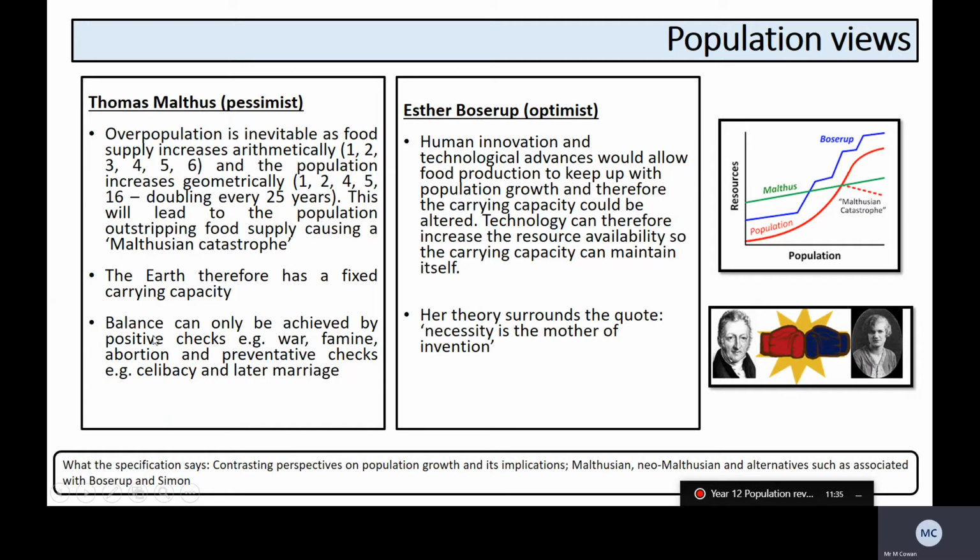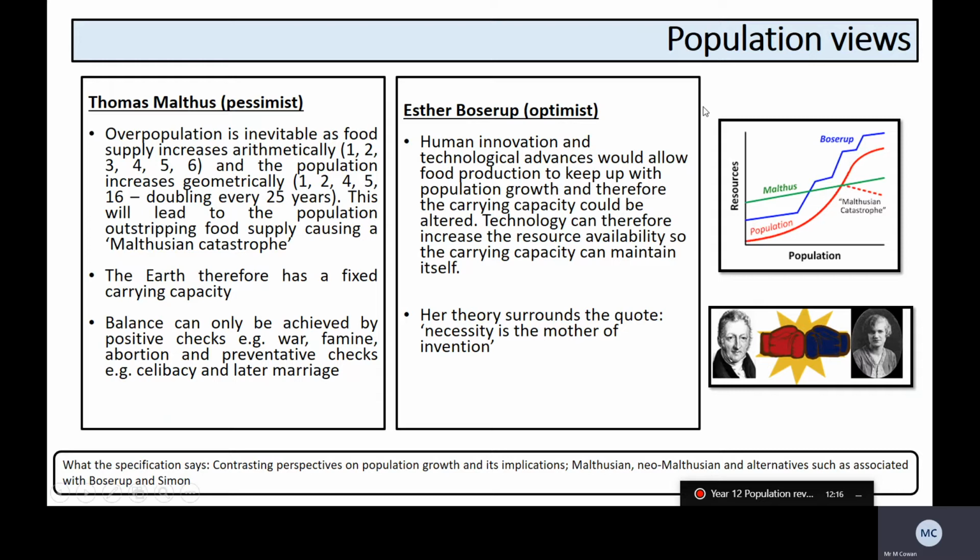Now, he says, therefore, the Earth has very much a fixed carrying capacity. And his view is that balance can only be achieved by positive checks. So positive checks doesn't sound very positive, but he says the positive checks are war, famine, disease, abortion, preventative checks. He didn't refer to abortion really at the time. This is more the neo-Malthusians who still subscribe to his views at a later point. He talked about celibacy and later marriage, in terms of people not marrying until a later point and reducing the number of children. Because, of course, in his time era, typically children were not born out of wedlock, whereas modern society is very, very different to Malthus's times.